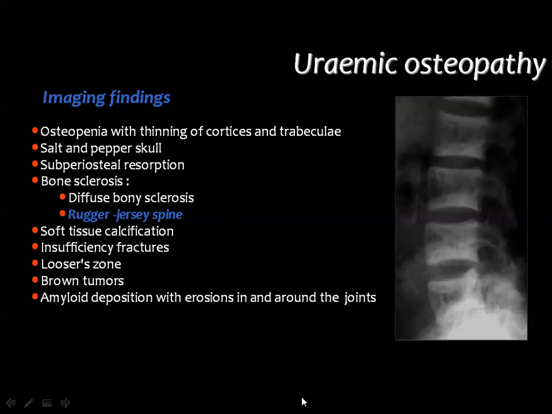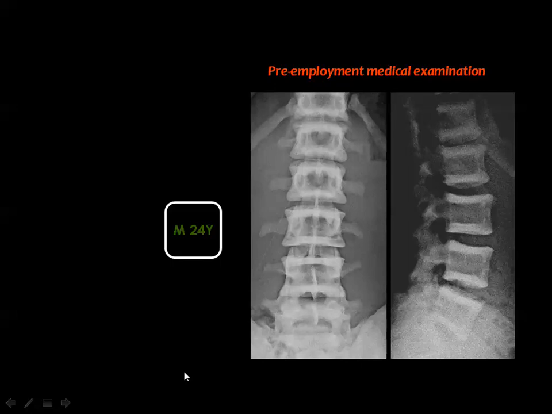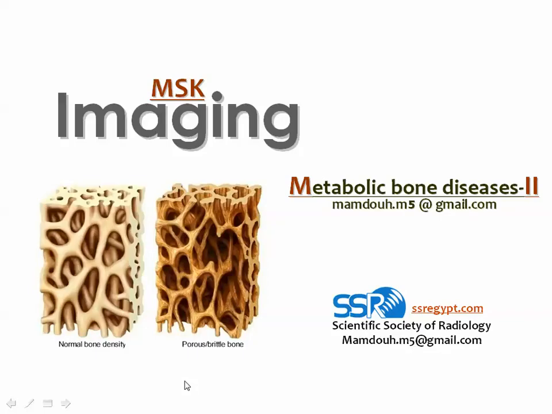The major manifestations are seen in the spine, and the Rugger-Jersey spine is one of the classic manifestations seen in uremic osteodystrophy. And besides this, you have salt and pepper skull, and you have subperiosteal bone resorption. You may have soft tissue calcification, Looser zones, brown tumors, all the manifestations that can be seen here. Then this patient with typical Rugger-Jersey spine, and you see sclerosis of the end plates and rarefaction of the vertebral body. Thank you very much.